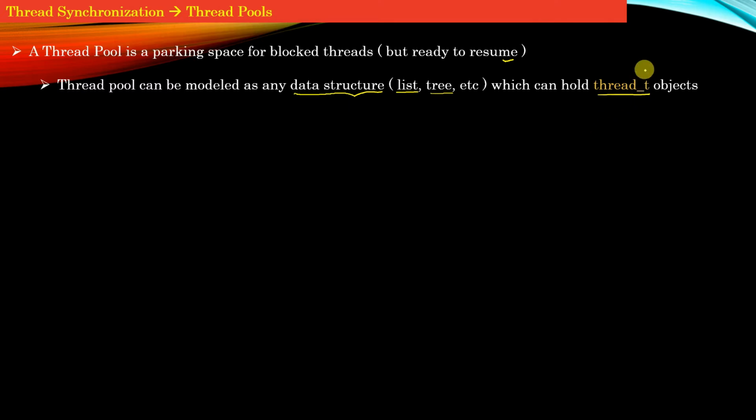In our thread library, we have been representing a thread using this thread data structure. So any data structure which could be a collection of these threads could be termed as a thread pool. You can model thread pools as a list or as a tree or as any other data structure which can hold objects of type thread. There is no hard and fast rule regarding the appropriate data structure to represent your thread pool. Depending on the problem statement, your thread pool can be modeled as a list or a tree.